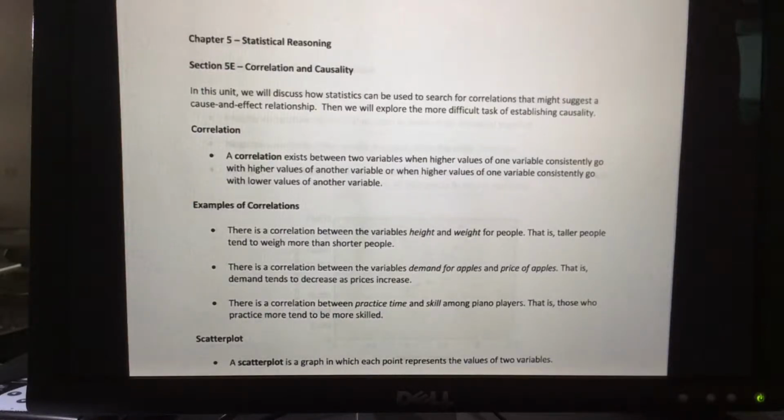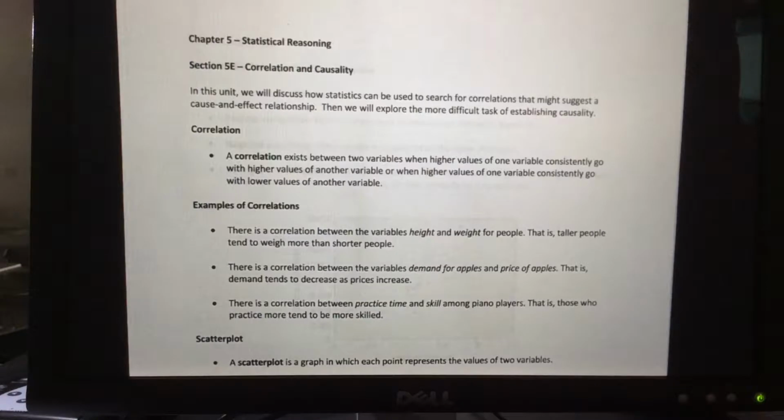Also, there's a correlation between the variables demand for apples and price of apples. That is, demand tends to decrease as the price increases. Also, there's a correlation between practice time and skill among piano players. What that means here is those who practice more tend to be more skilled.